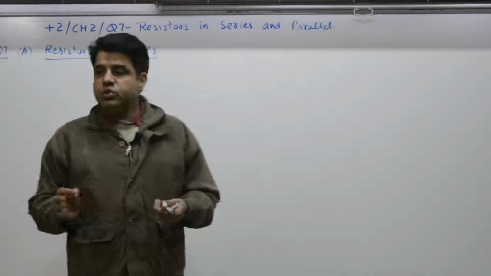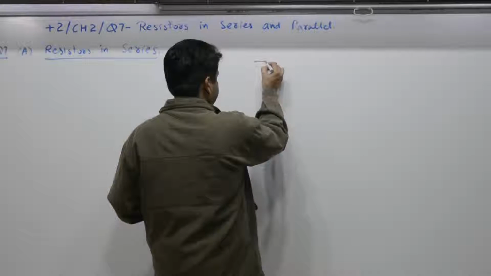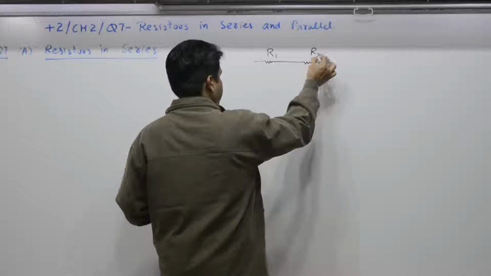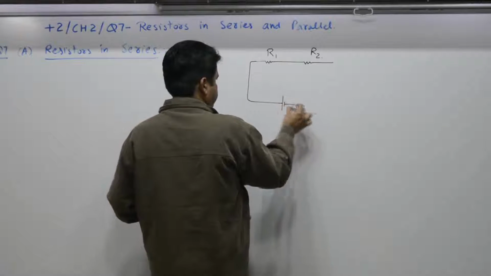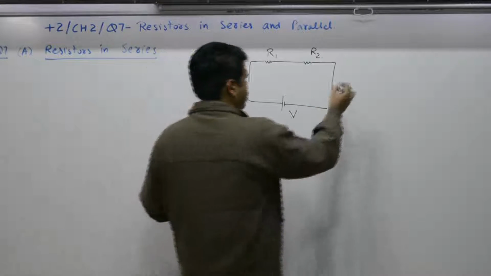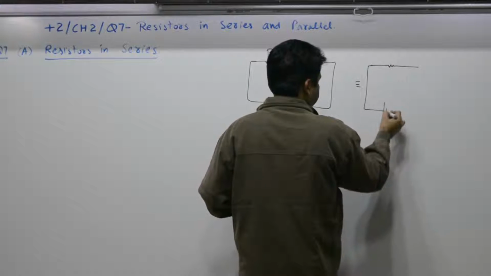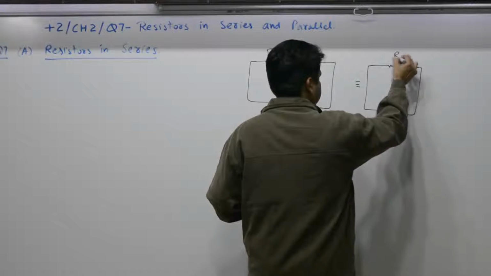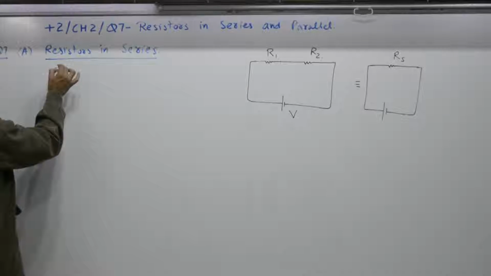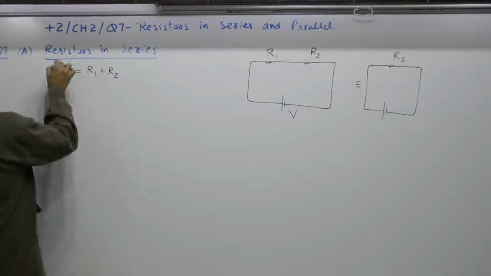Question number 7 deals with two resistors in series. If there are two resistances connected in series, resistance 1, resistance 2, this is R1, this is R2. If you connect a voltage across the two, say V volts, it is equivalent to a single resistor Rs. We want to find out the relationship between Rs, R1 and R2. If they are in series, we want to prove Rs is equal to R1 plus R2.